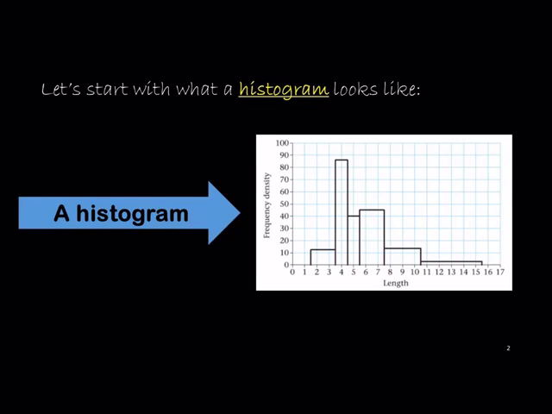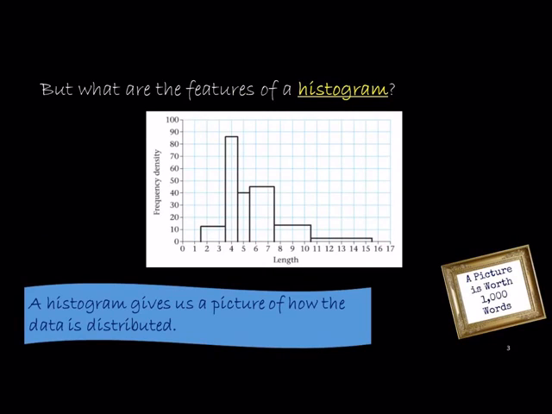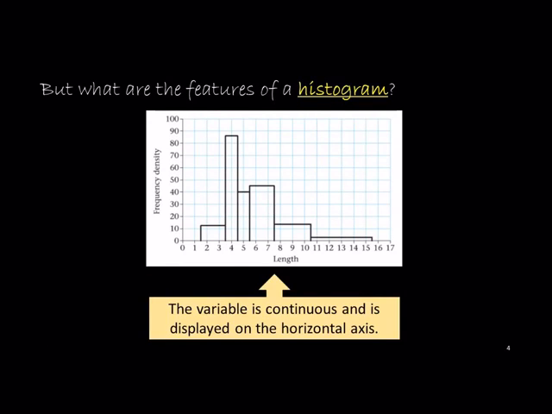So what does a histogram look like? Here is a histogram. But what are the features of a histogram? Well, it's a diagram. So a histogram gives a picture of how the data is distributed. The variable is continuous and is displayed on the horizontal axes, in this case length.